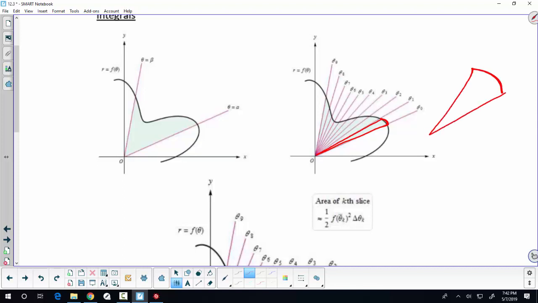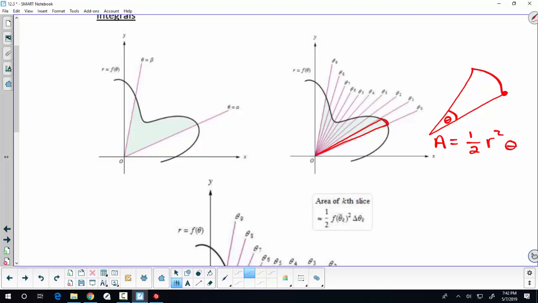So that's just a sector of a circle. The area for a sector is 1/2 r squared times theta, where theta is this angle measurement. And then, of course, r is just the radius. Either there or there, it doesn't matter. Eventually, they get small enough where it's virtually the same.